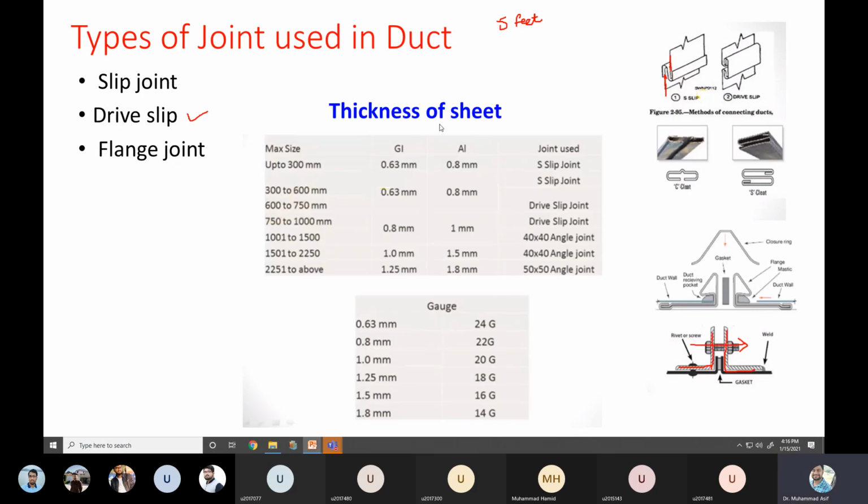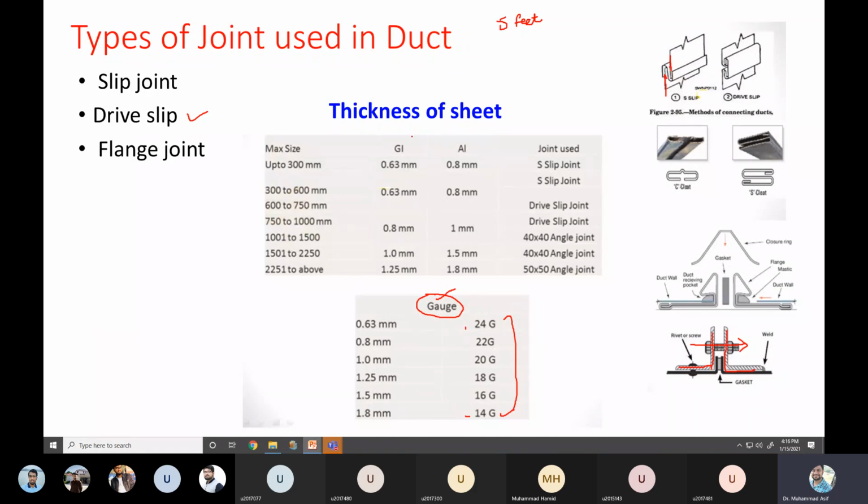And sheets of various thicknesses are used in ducting. They use a term called the gauge. Gauge is basically the representation of the thickness of the sheet from which we are making the material. You can see it starts from 14 gauge up to 24 gauge. 14 gauge is much thicker than 24, although the number 24 is larger than 14, right?